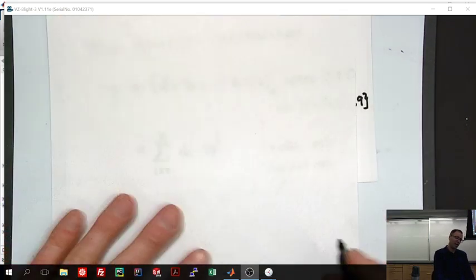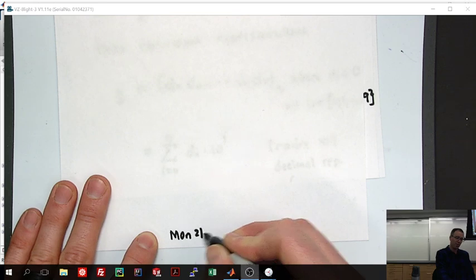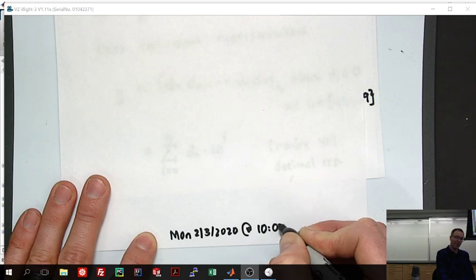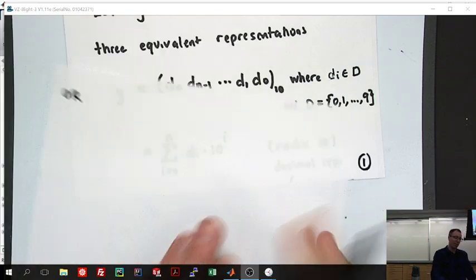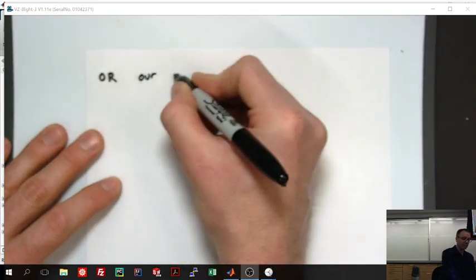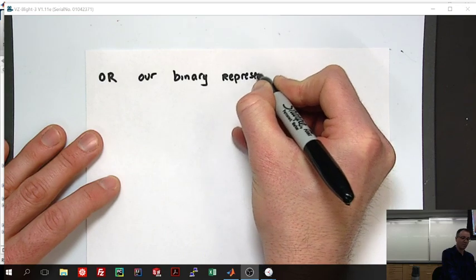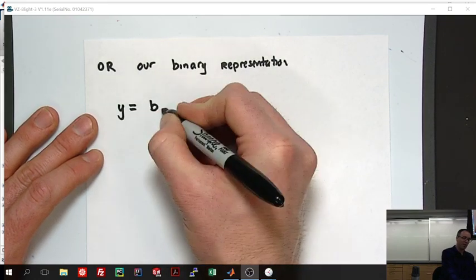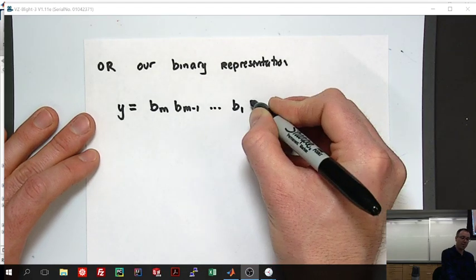And then I suppose let's go ahead and write this. So this is Monday. I cannot believe that happened so quickly. 2/3/2020. And it looks like I did a decent job of starting on time today. Call this page 2. Call this page 1. We had what was known as a binary representation. All right, and in this case, we said y was equal to b sub m minus 1, through b1, b0.